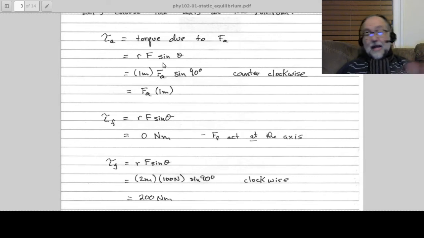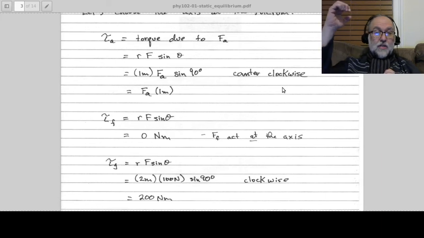Sine theta doesn't have units. Force is Newton, and the distance is meter, so a torque is a Newton meter. Over here you see that I wrote counterclockwise, and that's going to become important because with the forces it's up and down and left and right, but with the torques it's clockwise torques that have to balance the counterclockwise torques.